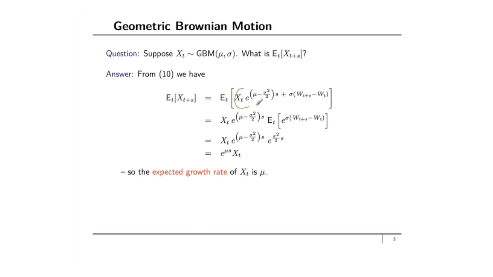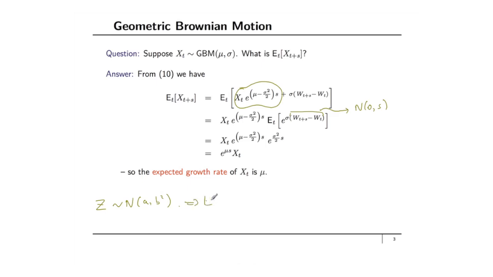At time t, all of this is known to us, so we can take this outside the expectation, and we're left with this times the expected value of e to the sigma (W_{t+s} minus W_t). This term, as I've already said, is normal with mean 0 and variance s. So all you're trying to do when you compute this expectation is compute the moment generating function of a normal random variable, and we've seen that before. Suppose Z is normal with mean a and variance b squared.